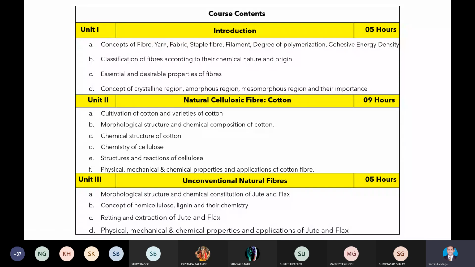Otherwise, there will be the concept of the cellulose, hemicellulose, and the lignin. But cellulose, as we have studied earlier, that's why this point we are not going to repeat. Next point, that is nothing but the retting and the extraction of jute and the flax fiber. Means how we are going to get the jute fiber and the flax fiber, in detail we are going to study. Then last point, again, physical, mechanical, chemical properties of fiber and applications of fibers, that is jute and flax.